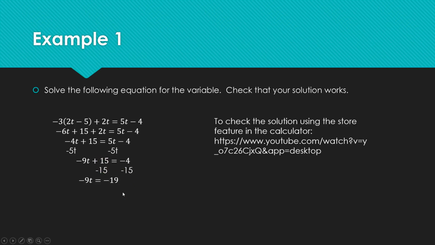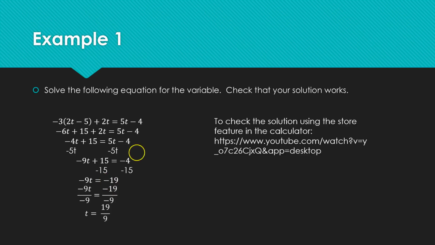And then we end up with -9t is equal to -19. In order to get the t all by itself, we're going to need to divide both sides by -9 and end up with this really glorious fraction here. You need to have a little bit of confidence with this because the answers can be fractional.